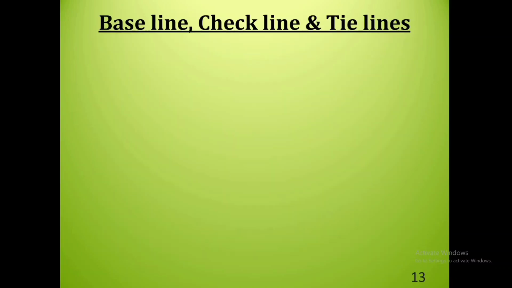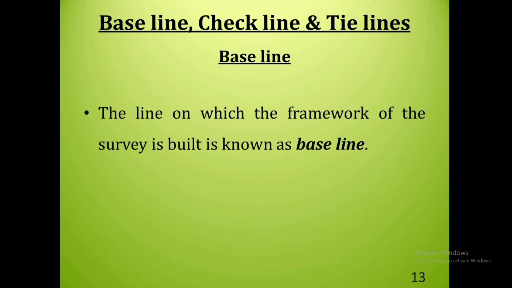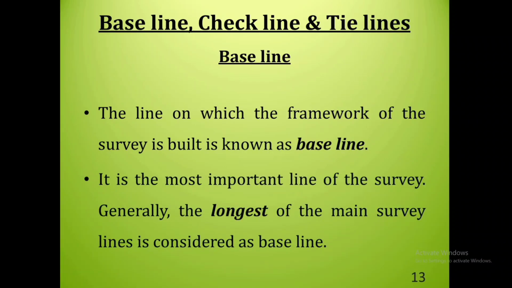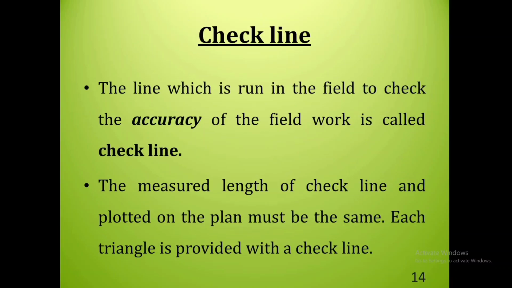So these are the main lines. Baseline: the line on which the framework of the survey is built is known as the baseline. It is the most important line of the survey. Generally the longest of the main survey lines is considered as the baseline. Next is check line. The line which is run in the field to check the accuracy of the field work is called a check line. The measured length of the check line and that plotted on the plan must be the same. Each triangle is provided with a check line.